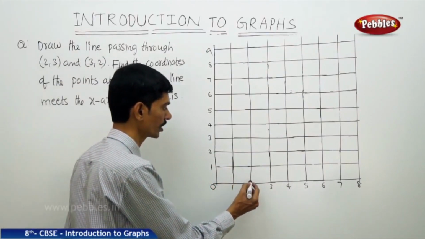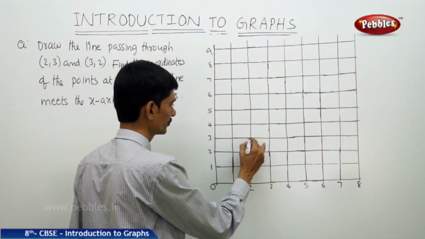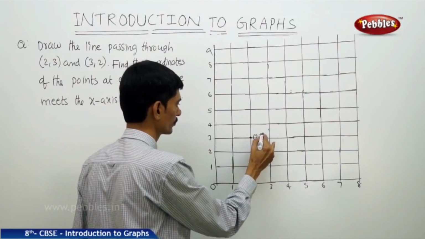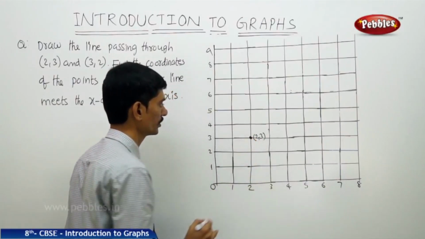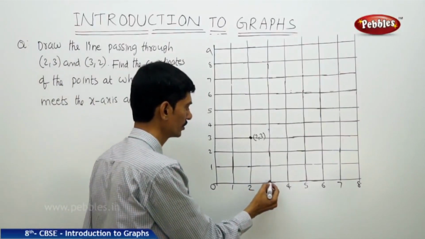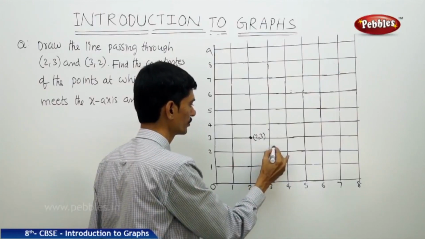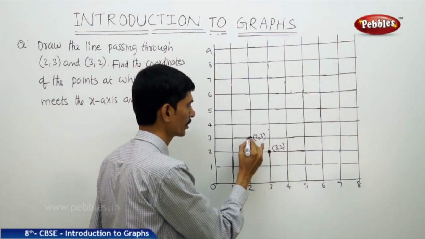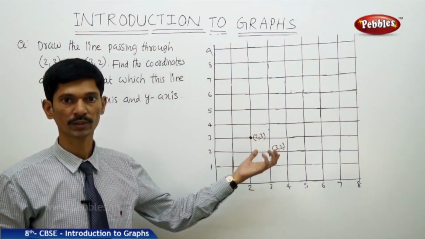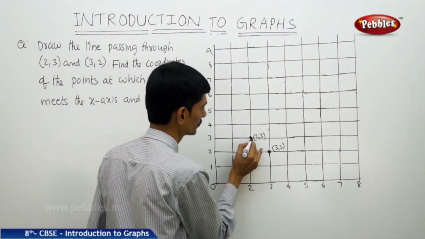So the first point is 2 comma 3. So on x-axis we can take 2 and on the y-axis 3. So this is the point 2 comma 3. And the second point is 3 comma 2. So on x-axis we can take 3 and on the y-axis 2. So this is the point 3 comma 2. Now we should draw a line passing through the two given points 2 comma 3 and 3 comma 2. Now let us join these 2 points and produce the line.